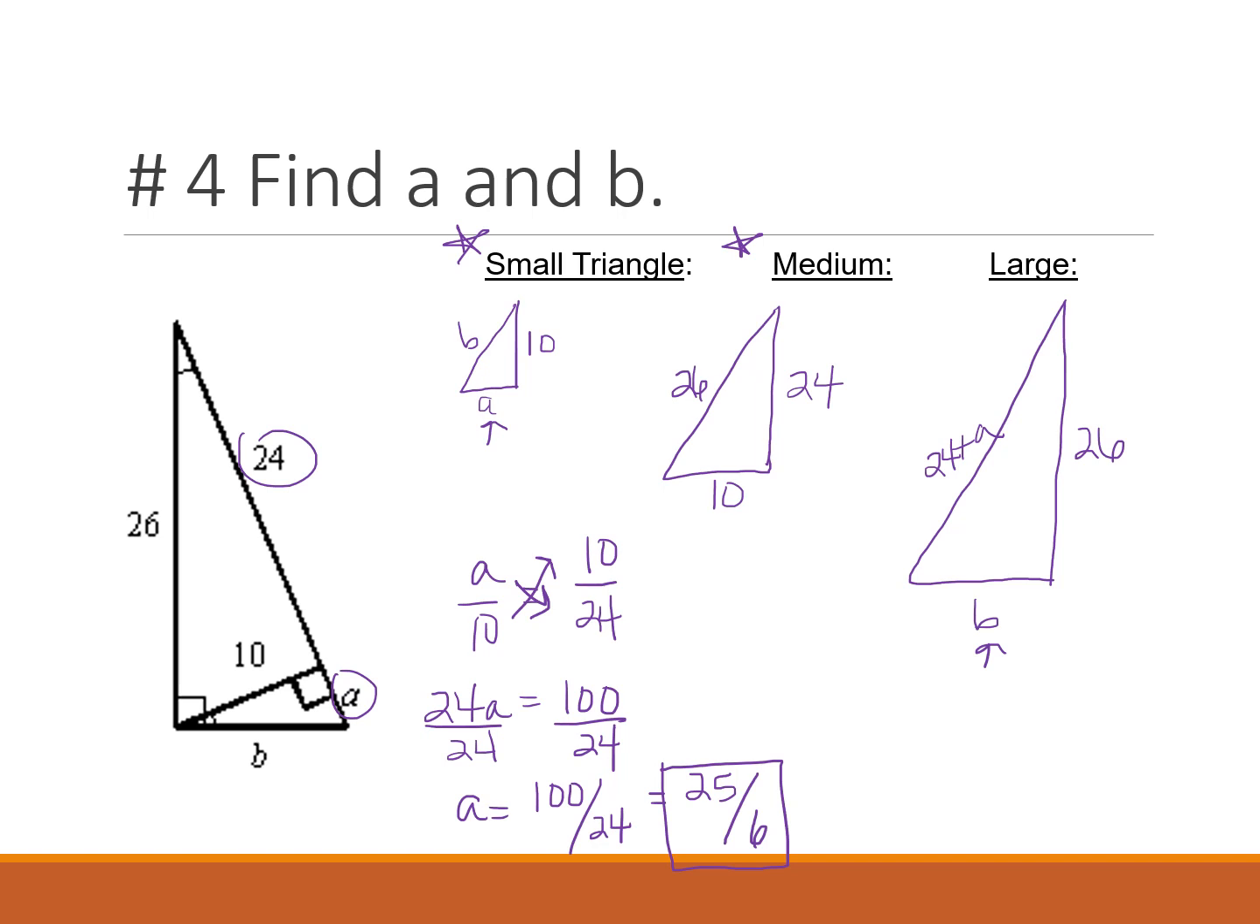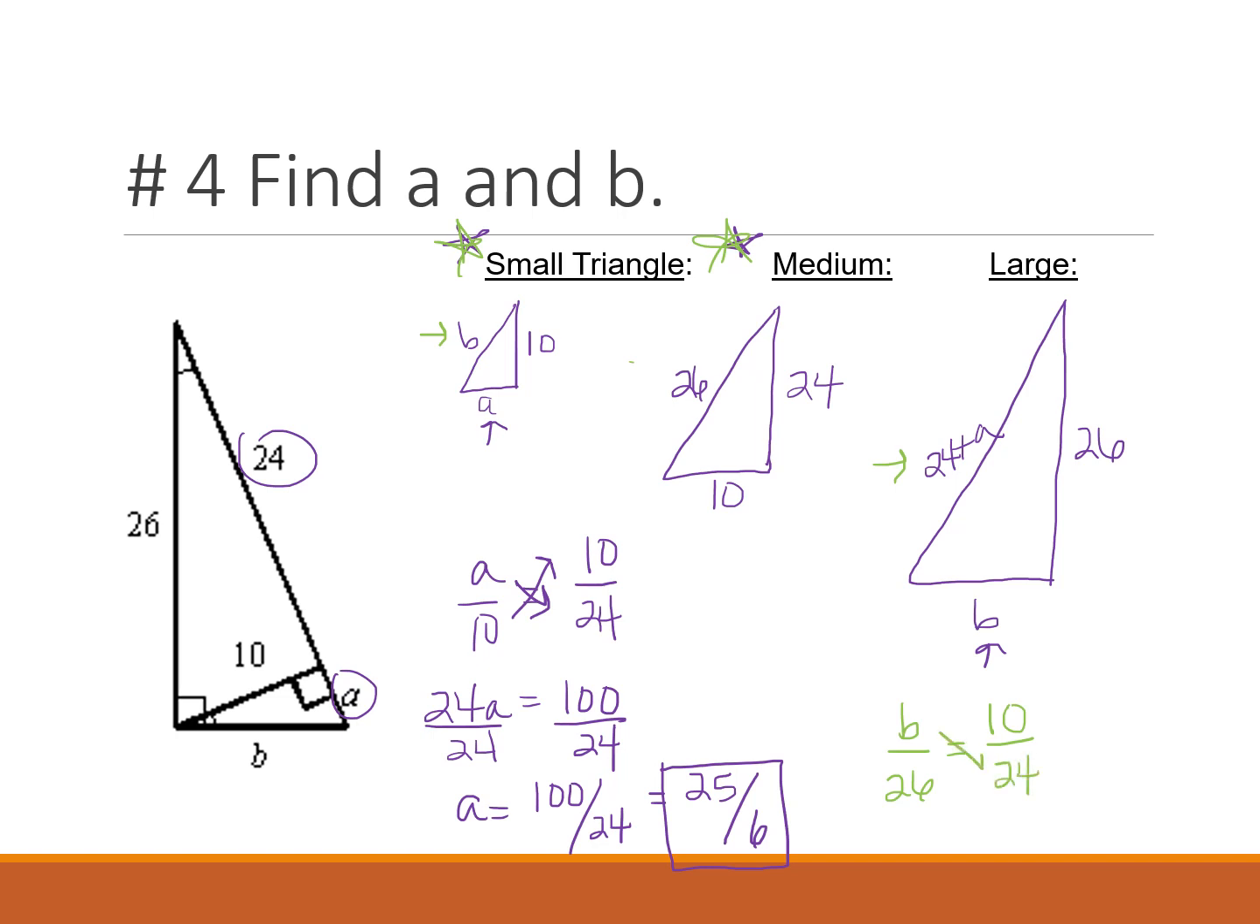So let's try solving for B then. Again, if I look at B, I could compare B in my small triangle and my medium triangle. I want to use my small and my medium because in my medium, they're all labeled with numbers. If I were to compare my small to my large, I'd be comparing an A value and a B value. I would have two different variables, and that wouldn't be fun to solve. So let's do my hypotenuse in my small, which would be B, over my hypotenuse in my medium, which would be 26, compared to my long leg in my small triangle, which would be 10, over my long leg in my medium, which would be 24.